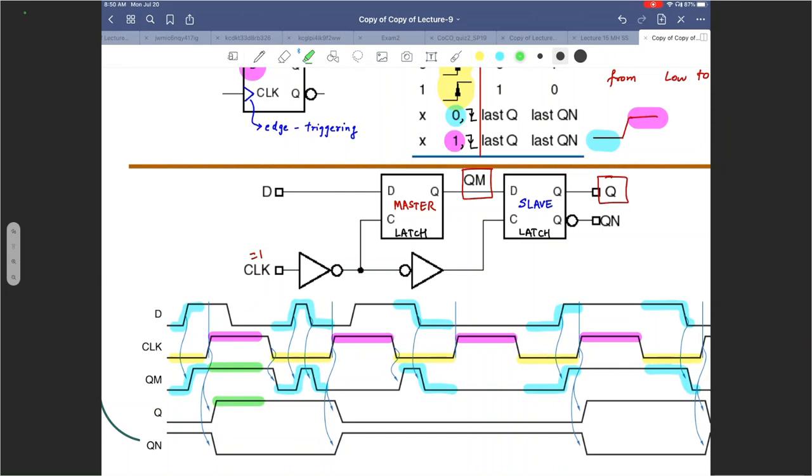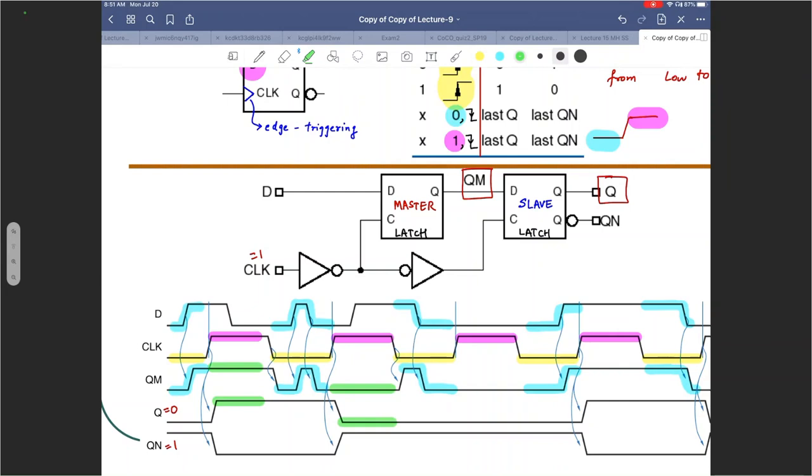Why did we start with a low? Well, we just assumed that initial Q is 0 and initial QN is 1. That's what we had assumed. So let us say we started with that assumption. So we had to move it to high then. Next, when is the next window? The next window is here. So if QM is low during that time, Q will be low during that time.